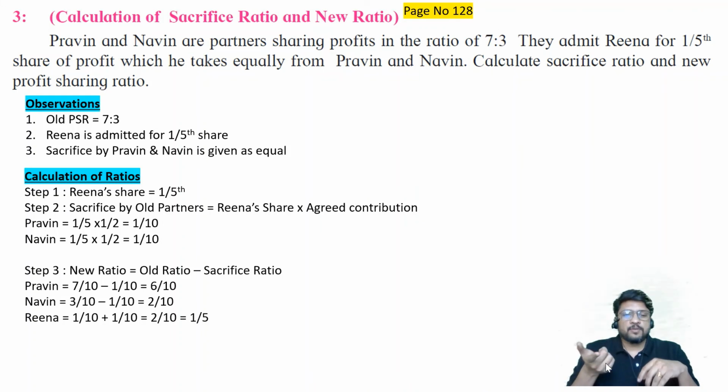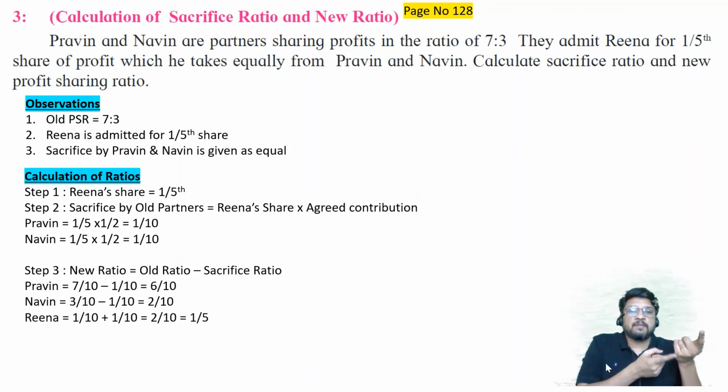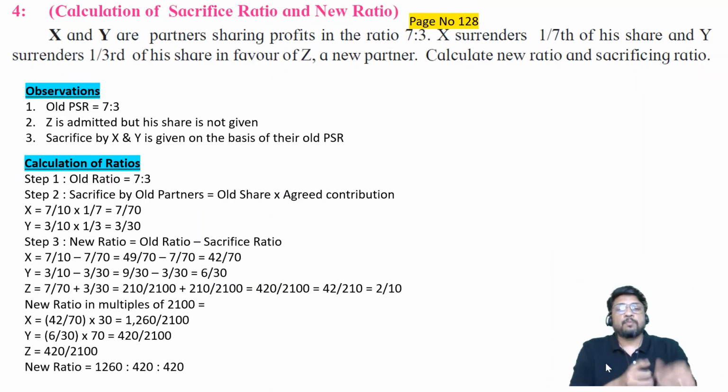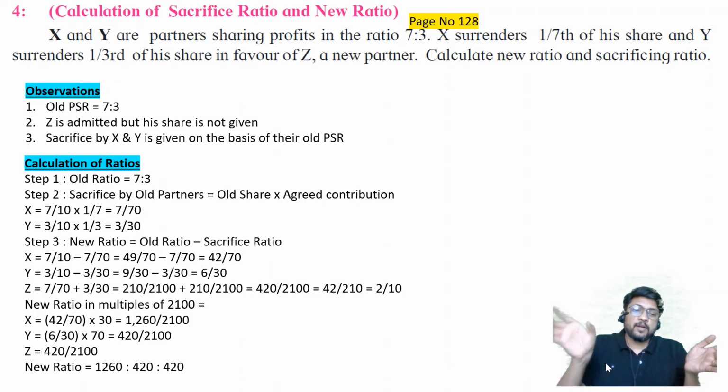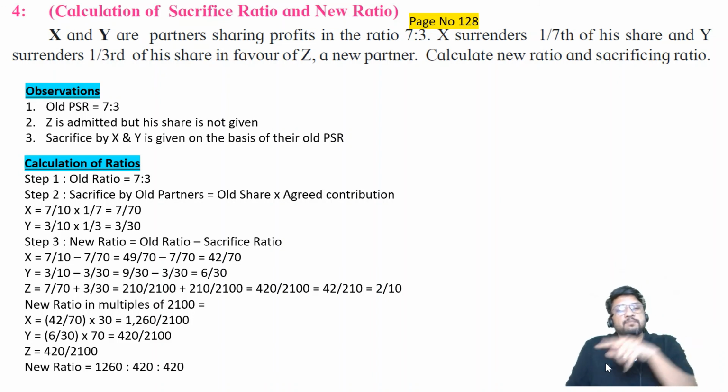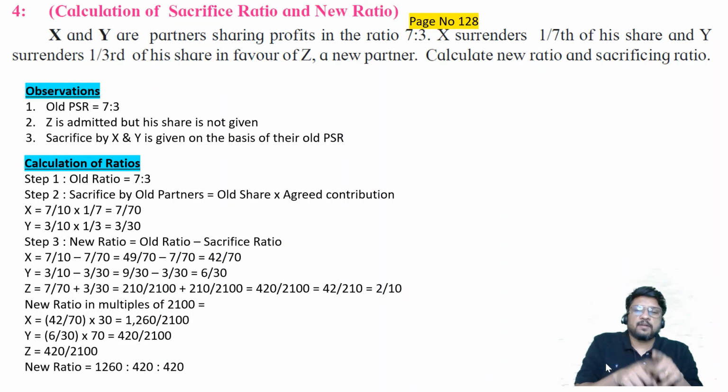Next, old ratio is given, new partner share is given, and sacrifice by the old partners is given in terms of new partner share. And last one, new partner share is not given. Only old ratio is given, and sacrifice by the old partners is given in terms of their old ratio. This is a little bit difficult, so I would recommend you to write down this point, and go through this again properly, repetitively in this lecture.